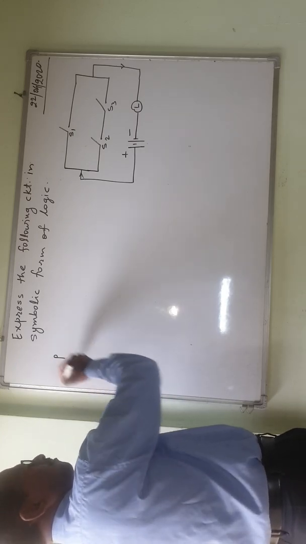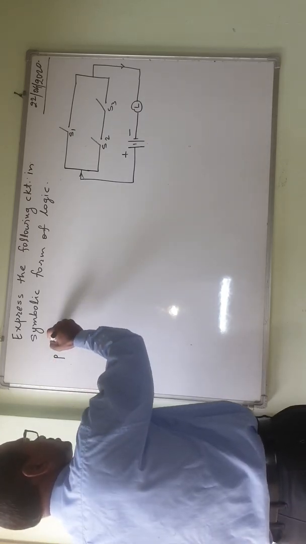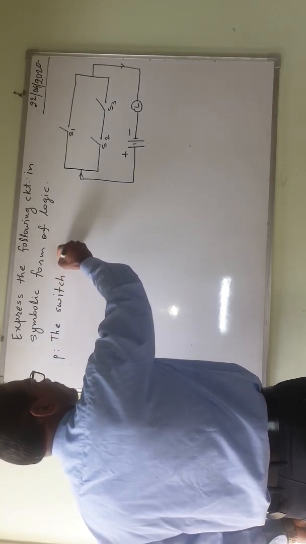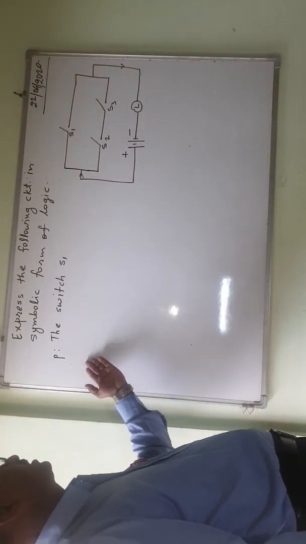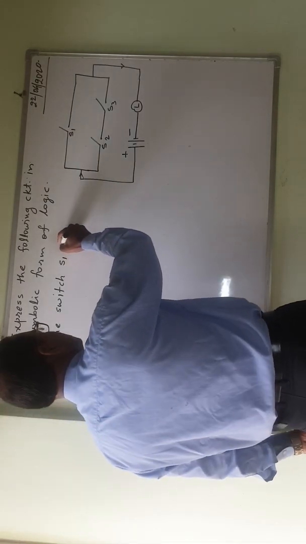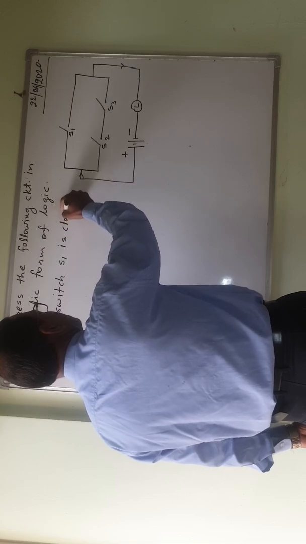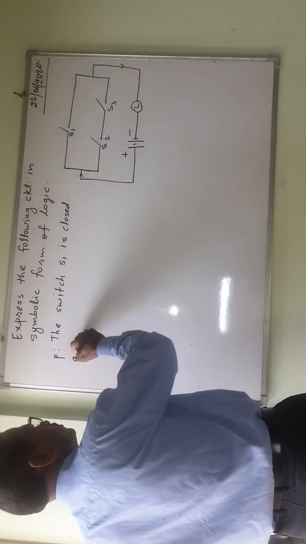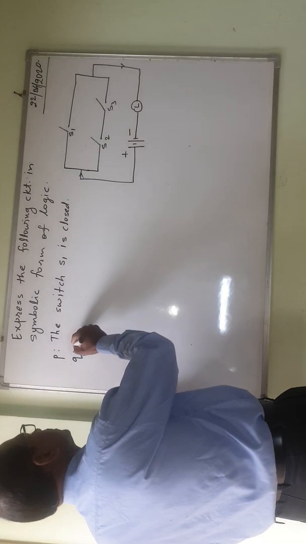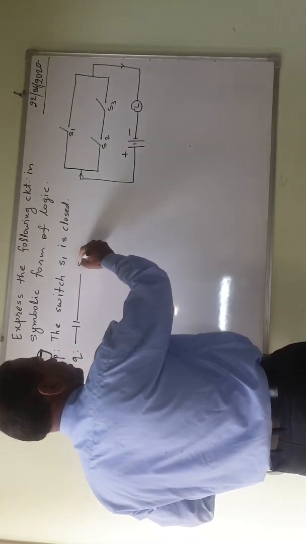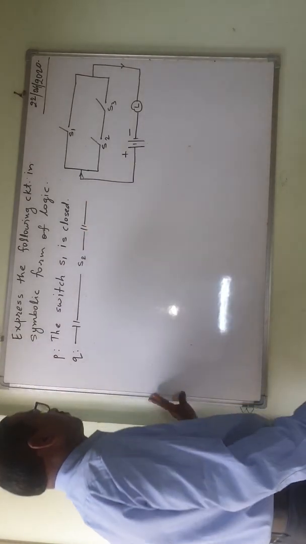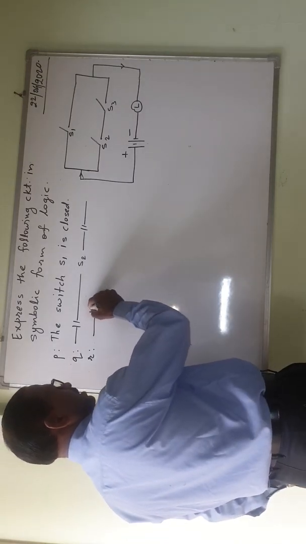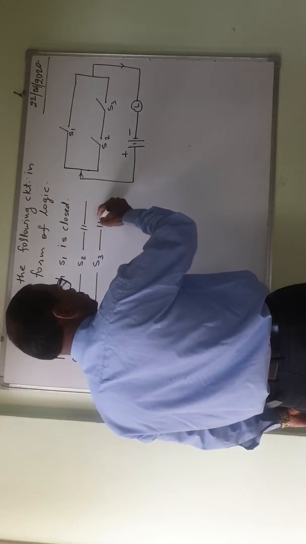So P, what does it denote? The switch S1. You can write only the switch S1, or you can write the switch S1 is closed. Closed means this is on. Q: the second switch, the switch S2 is closed. Then R: the switch S3 is closed.